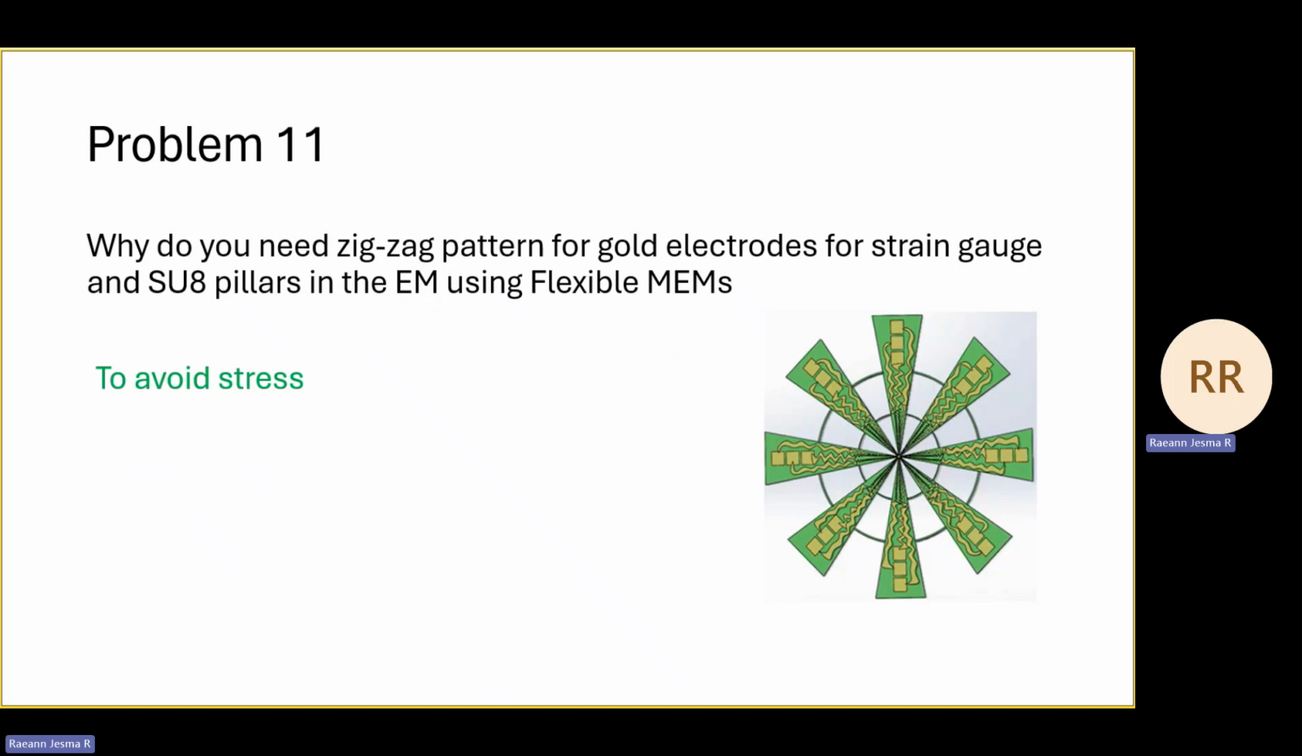So the correct answer is in order to avoid the stress. Since it is a flexible MEMS structure, when we are pressing across the tissue, it will bend easily. In order to avoid the stress, we are having this kind of zigzag pattern in the electrodes. So the zigzag pattern is to avoid the stress.